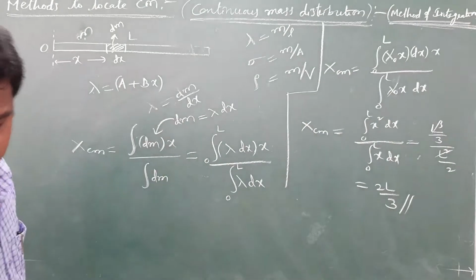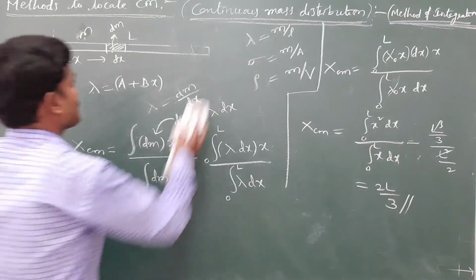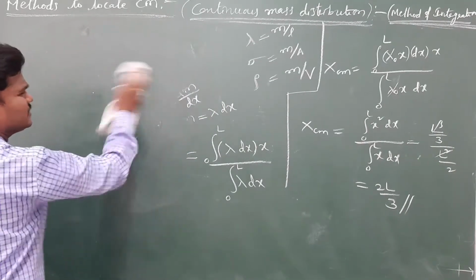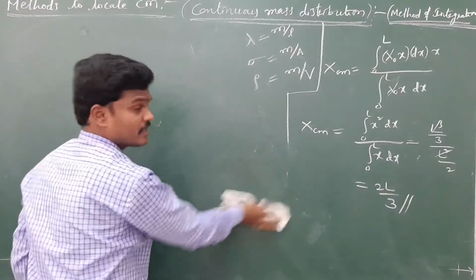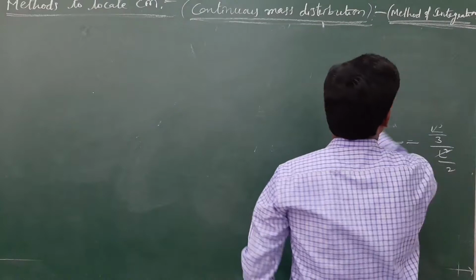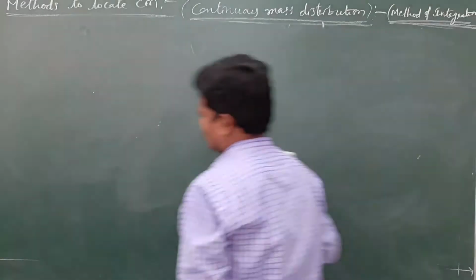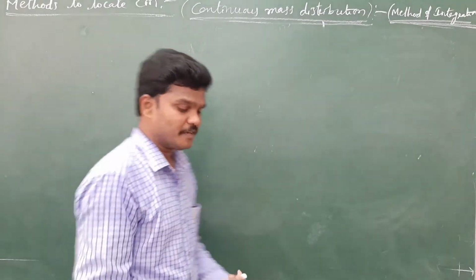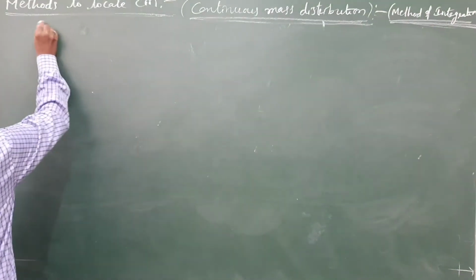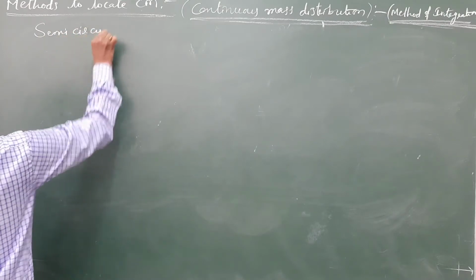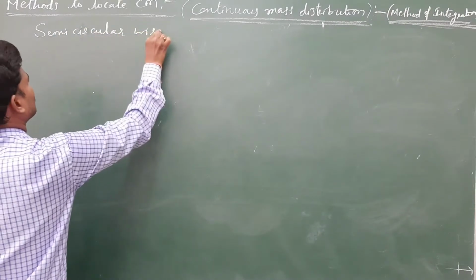Okay, now let us see one more thing. Let us find the center of mass of a semicircular wire. The next target is to find the center of mass of a semicircular wire, and it is almost all based on integration only.